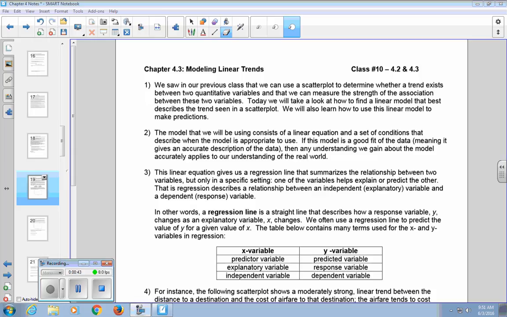And this linear equation gives us a regression line that summarizes the relationship between two variables, but only in a specific setting. One of the variables helps explain or predict the other. That is, regression describes a relationship between an independent explanatory variable and a dependent or response variable. In other words, a regression line is a straight line that describes how a response variable y changes as an explanatory variable x changes. We often use a regression line to predict the value of y for a given value of x. The table below contains many terms used for the x and y variables in regression.